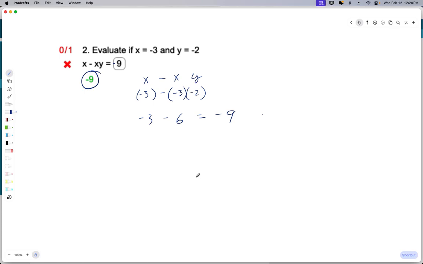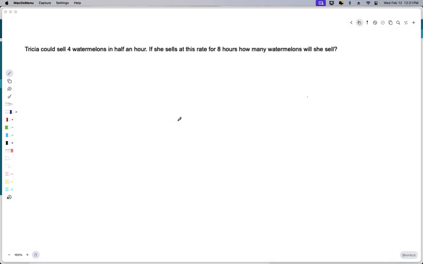Pretty straightforward. All right. Let's look and see what you might actually be having problems with. This one is a little bit tricky. Trisha could sell 4 watermelons in half an hour. Okay, so half of an hour. So 4 in half of an hour. You could really easily set up your rate like that. If she sells at this rate for 8 hours, how many watermelons will she sell? Okay, times 8 hours.